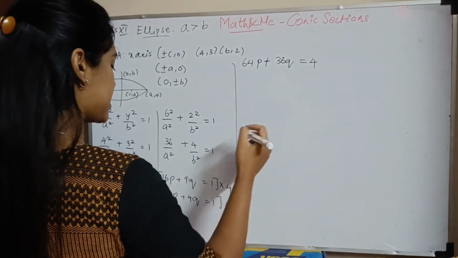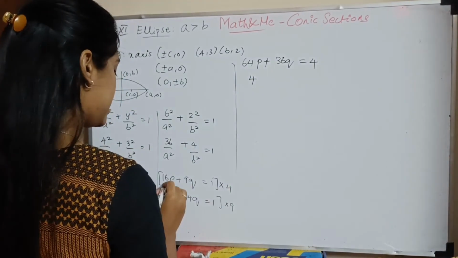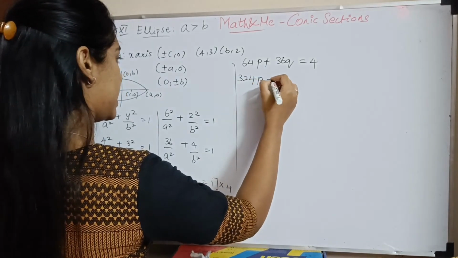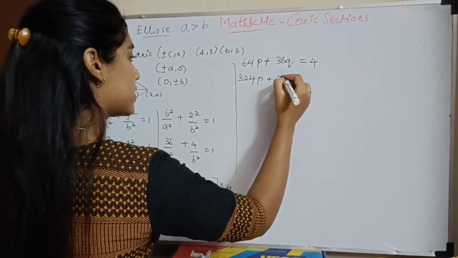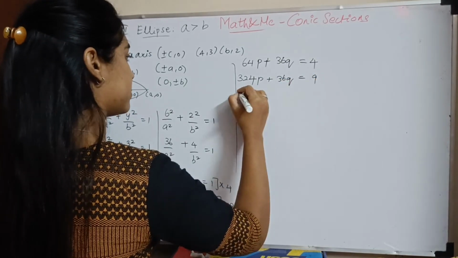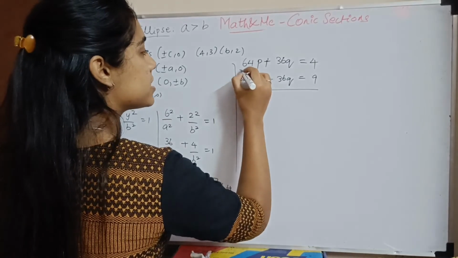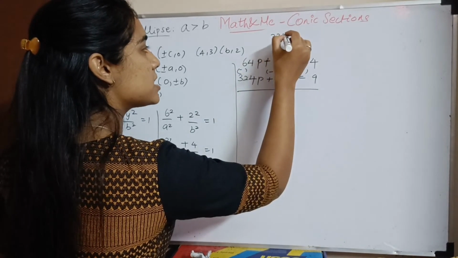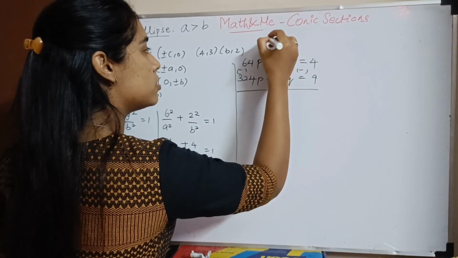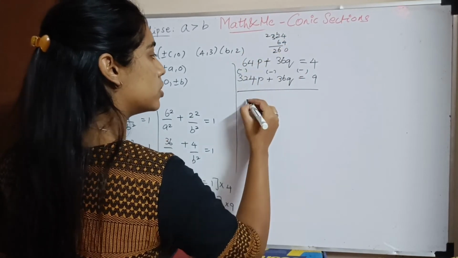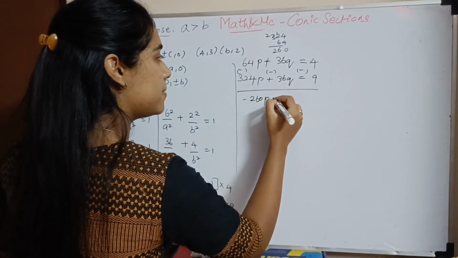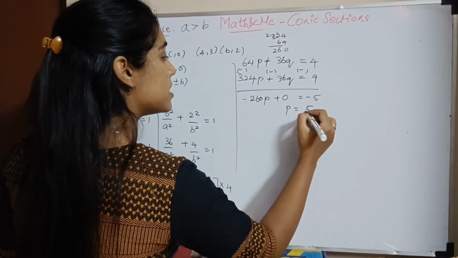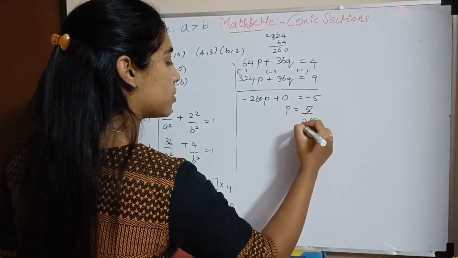So what do I have? 16 4s are 64p plus 9 4s are 36, so 36q equals 4 times 1 is 4. Here 36 times 9, so 9 6s are 54, 9 3s are 27, 27 plus 5 is 32, 324p plus 9 4s are 36q equals 9, okay. So when I subtract these I'm left with 324 minus 64, so I have 260p plus 0 equals minus 5. p equals 5 divided by 260.